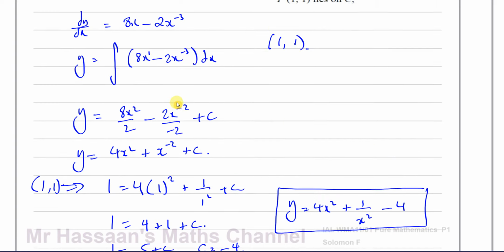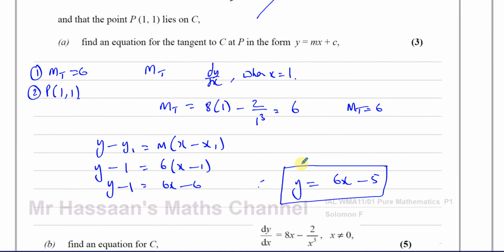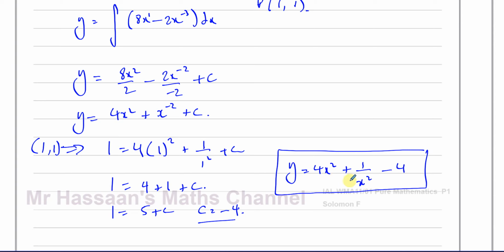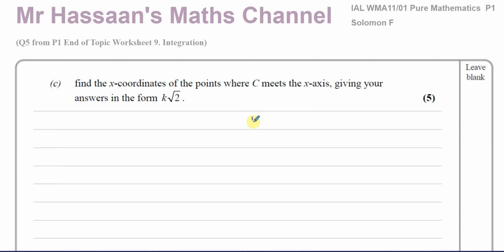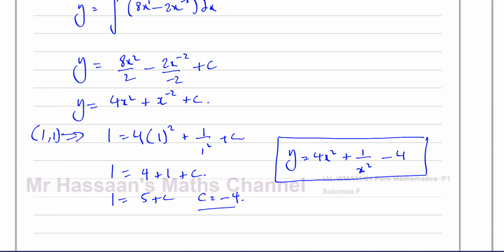Okay, so we had to integrate and find the value of the constant of integration by using the point 1, 1, which we substitute the values in, and we find what C is. So that answers part B. So that's our equation, 4x squared plus 1 over x squared minus 4. So y equals 4x squared plus 1 over x squared minus 4. That's the equation of our curve C. Let me just make sure that I haven't copied that wrong. That's right, minus 4.